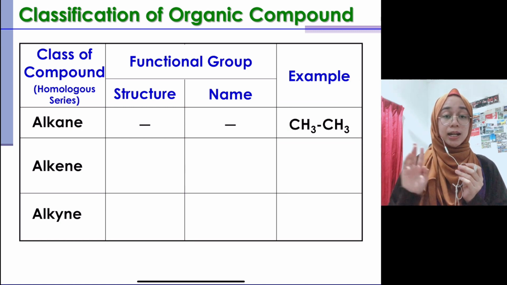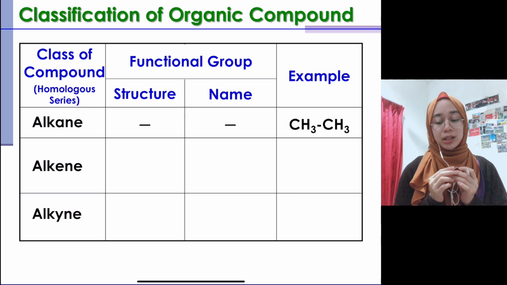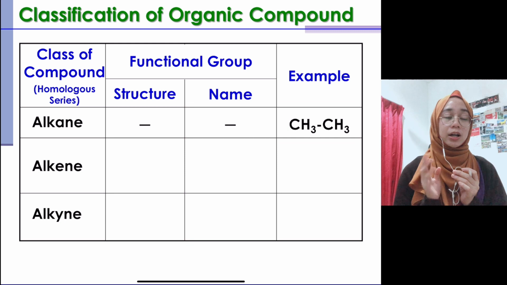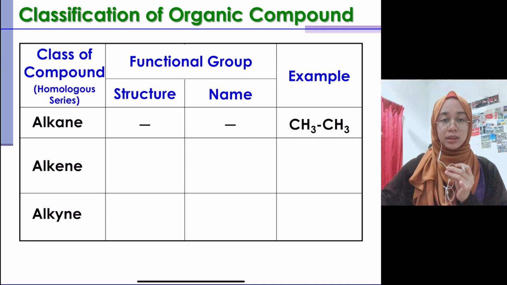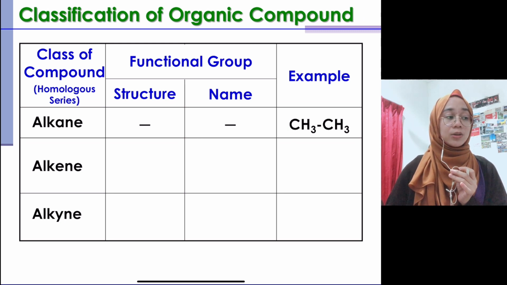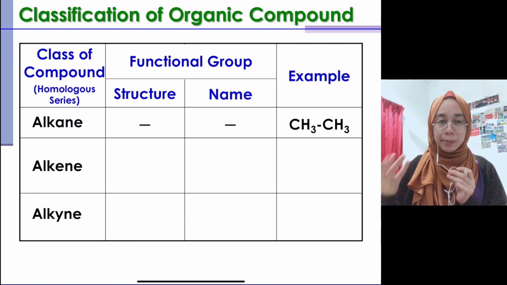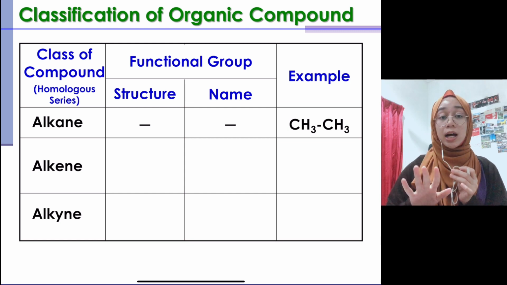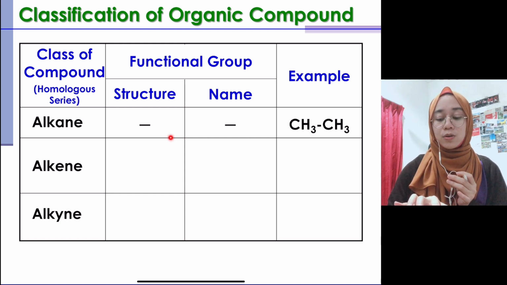So the first one is alkane. The thing about alkane is there is no specific functional group for alkane. What you should know about alkane is that as long as there is no other atom besides carbon and hydrogen, and there is nothing different from the others, all are single bonds between carbon and hydrogen. Therefore, that is an alkane. And there is no specific name given to alkane. And then this is the example, CH3, CH3.